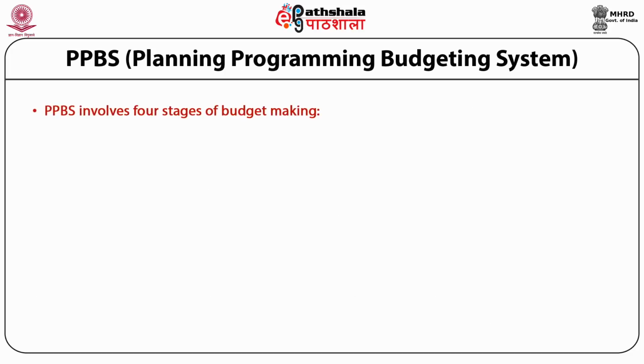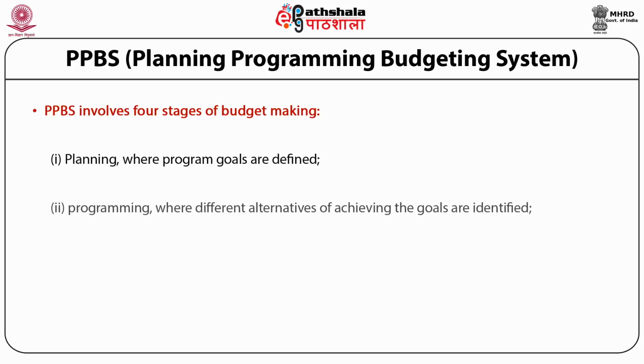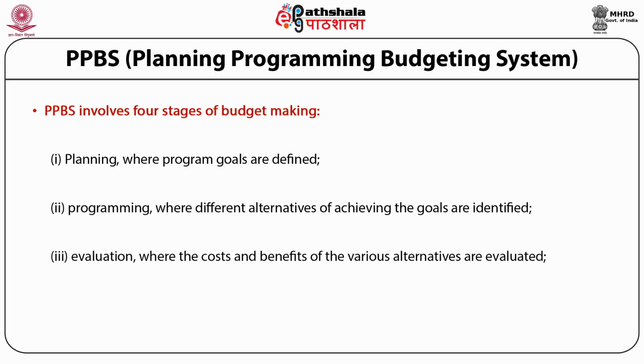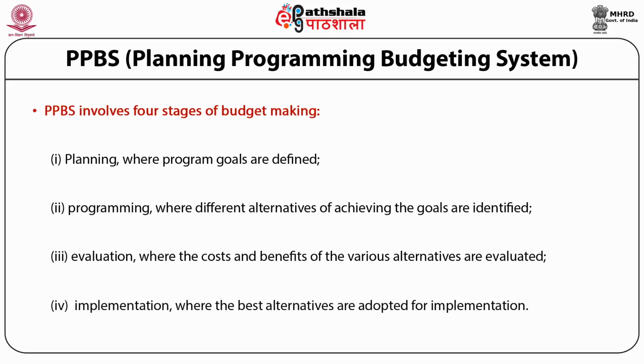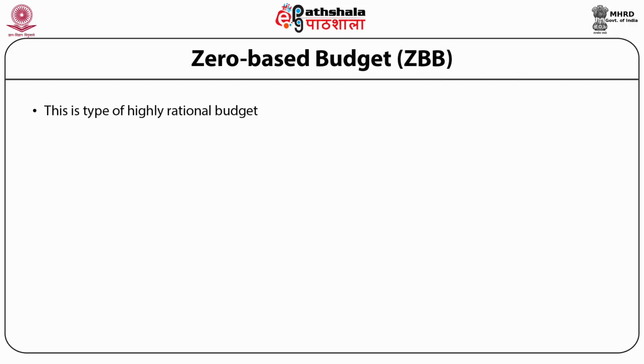PPBS involves 4 stages of budget making. First stage, planning, where program goals are defined. Then we have programming, where different alternatives of achieving the goal are identified. Third, evaluate, where the cost and benefits of the various alternatives are evaluated. And the fourth one, implementation, where the best alternatives are adopted for implementation. So these are 4 steps involved in PPBS budget making. This is a type of highly rational budget.